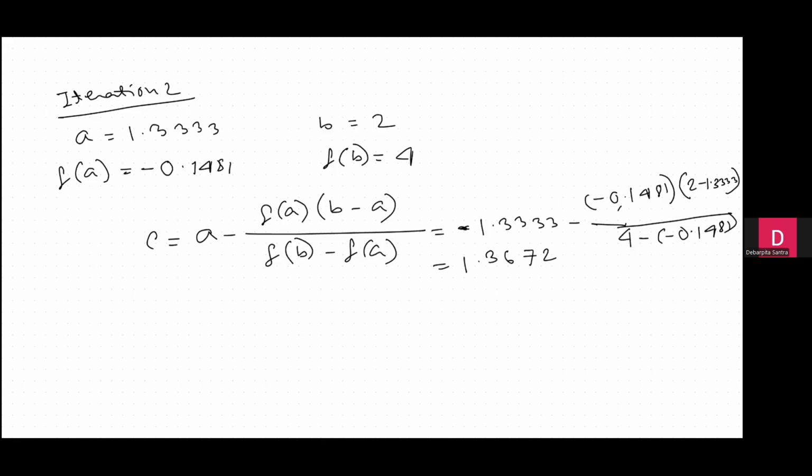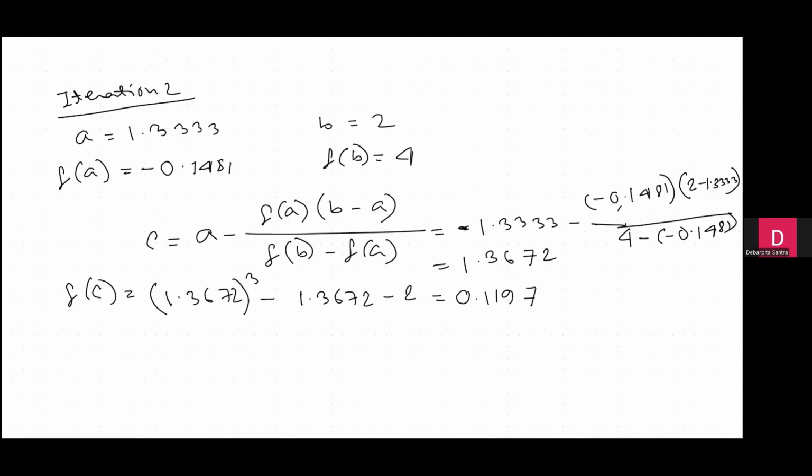Now, what will be f of C? F of C is 1.3672. We just put the value of C in the place of x. It will be 1.3672 whole cube minus 1.3672 minus 2, which is equal to 0.1197. So in this case, we see f of A is negative and f of C is positive. So both are of different signs. But in this case, f of B is 4 and f of C is positive. So both are of positive signs.